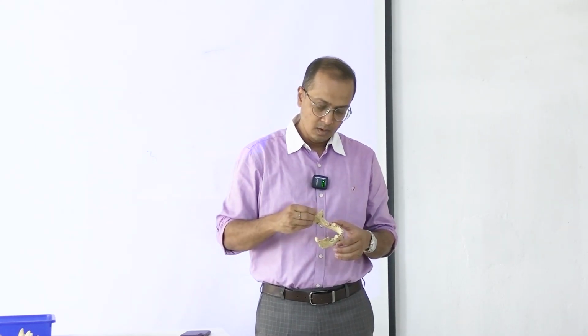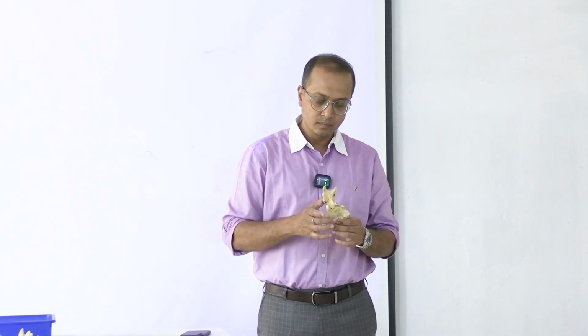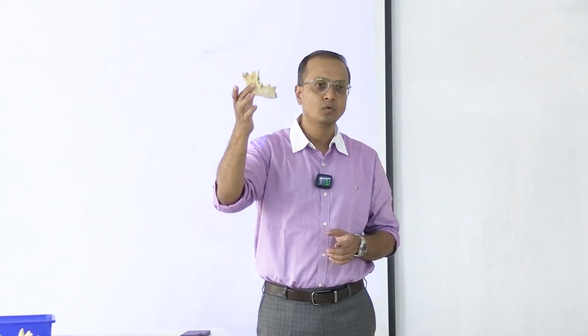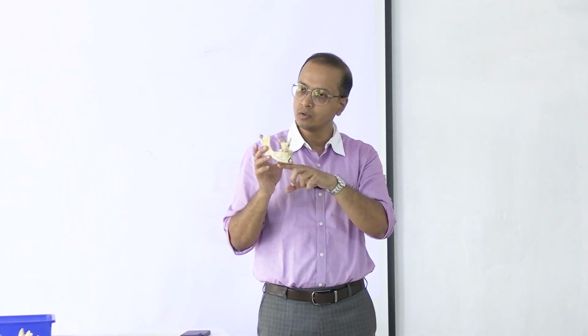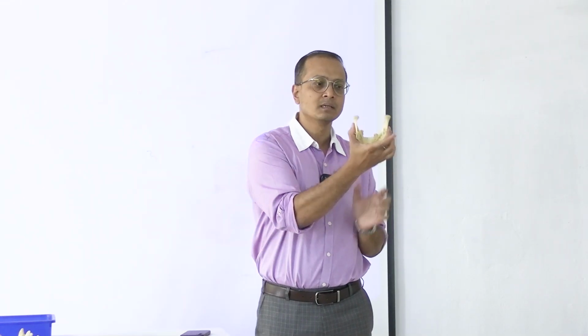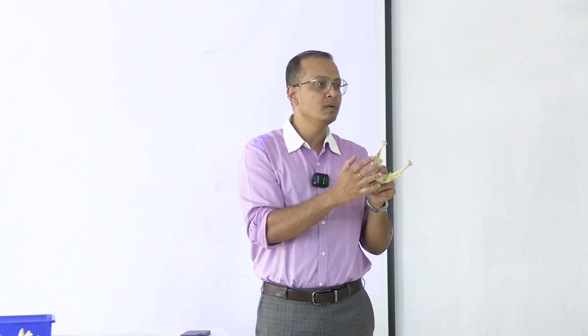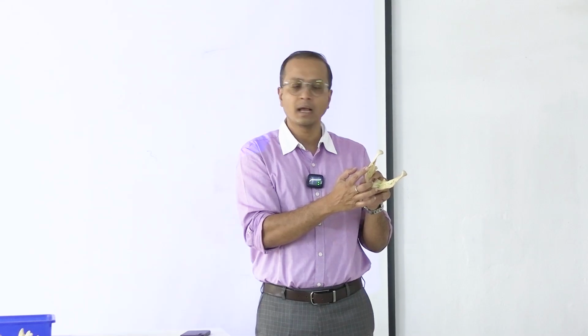But anyways, to continue this whole thing once again, two parts: body, ramus. Body: external surface, internal surface, upper border, lower border. Lower border is also known as base. Now, this base is continued backside, we call that the ramus. Ramus and the body meet at the angle, we call that the angle of mandible.